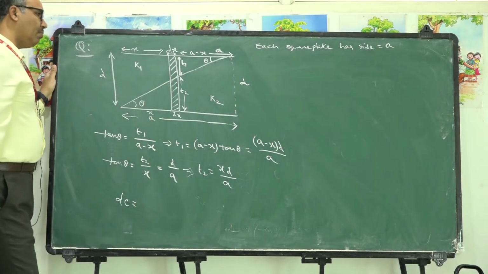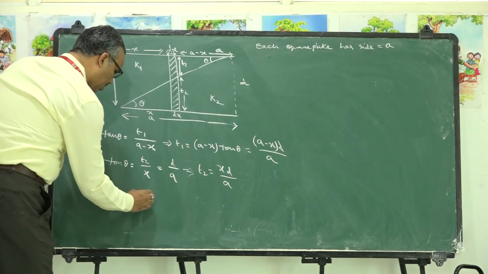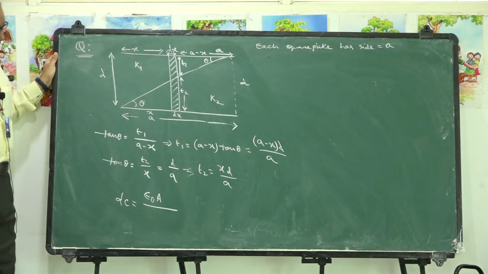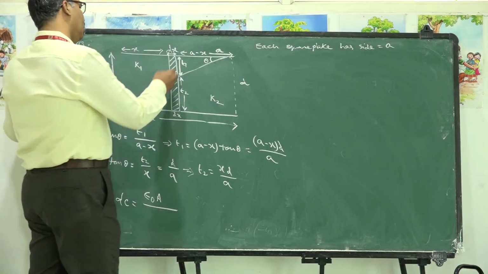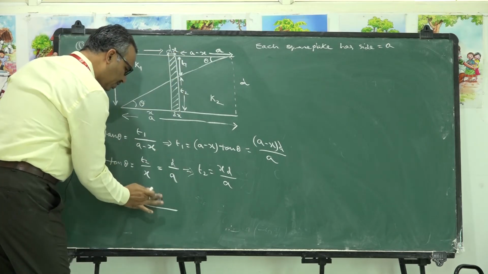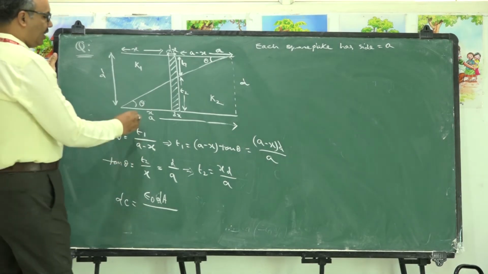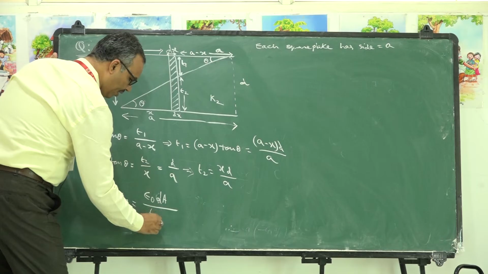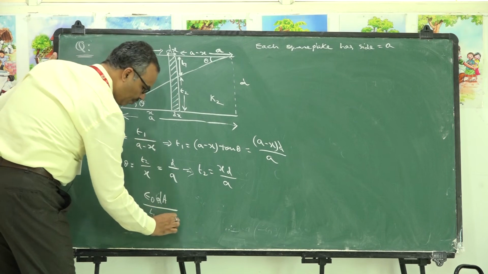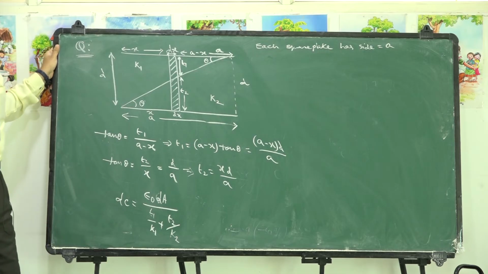And as it is a parallel plate capacitor, you can write its capacitance like this: epsilon naught A by d, where A means area of the plate. I don't want to take the entire area, I want to take a small area of this plate, which you can write as dA. So epsilon naught dA by T1 by K1 plus T2 by K2, where thickness of the first part is T1 with dielectric constant K1, and thickness of the second part is T2 with dielectric constant K2.